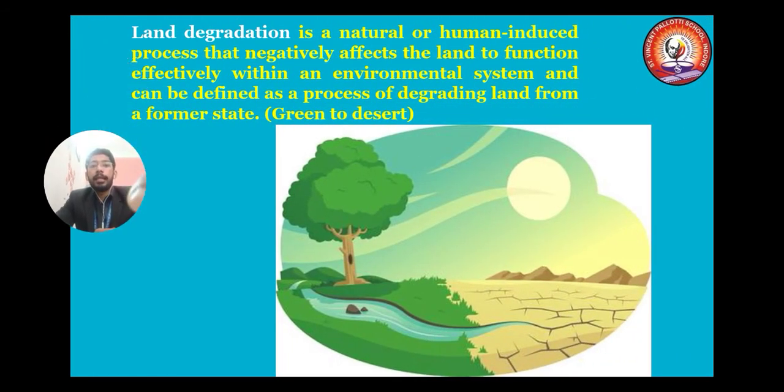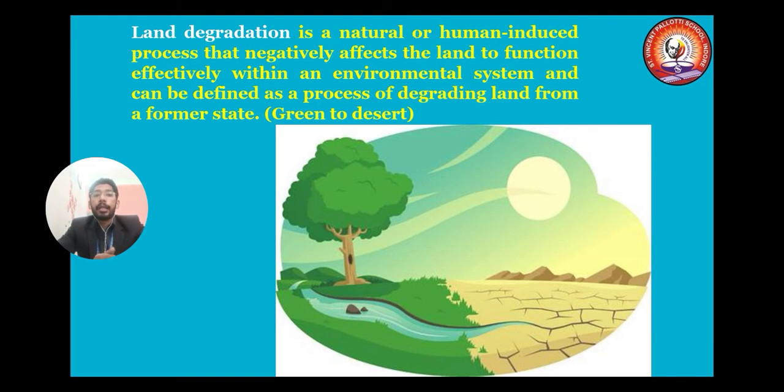Let's see what is land degradation. Land degradation is a natural or human-induced process that negatively affects the land's ability to function effectively within an environmental system, and can be defined as a process of degrading land from a former state. Or in simple terms, it is the process of changing a green land to a deserted land, where the land loses its fertility. The soil has a lot of minerals and nutrients which sustain the growth of plants and other herbs. But when, due to different reasons, this fertility is lost, it changes itself into desert. So this is known as land degradation.